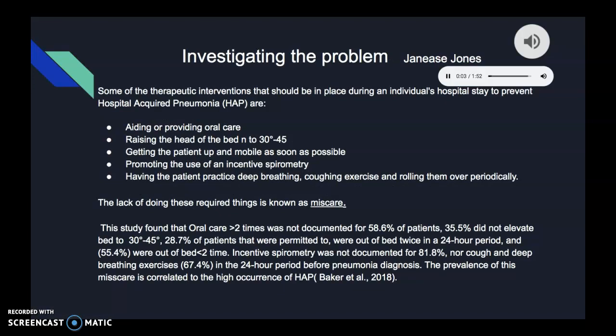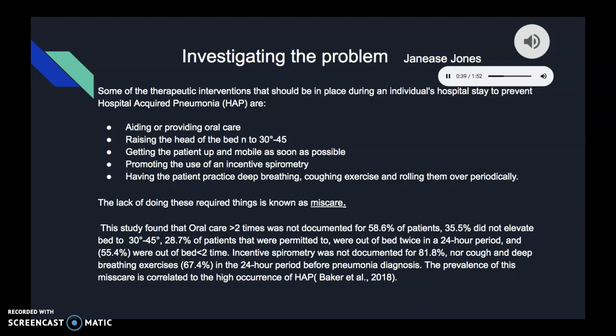Okay, this is Janice Jones, doing the slide on investigating the problem. Some of the therapeutic interventions that should be in place during an individual's hospital stay to prevent hospital-acquired pneumonia, which is known as HAP, are aiding or providing oral care, raising the head of bed to 30 to 45 degrees, getting the patient up and mobile as soon as possible, promoting the use of an incentive spirometry, and having the patient practice deep breathing, coughing exercises, and rolling over periodically.